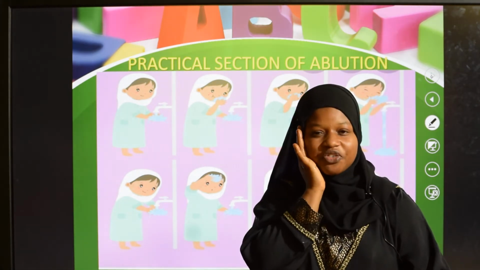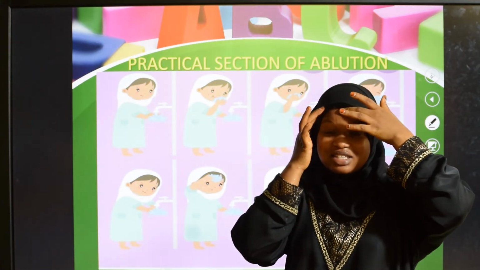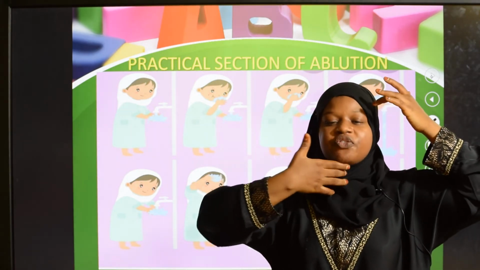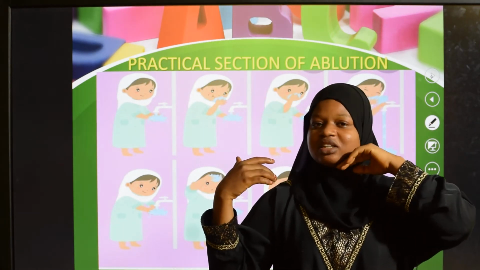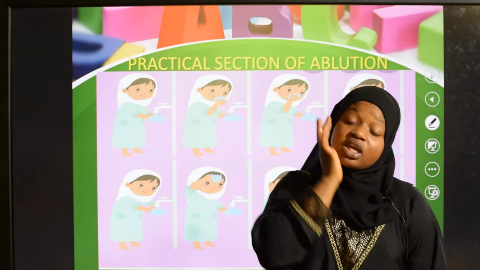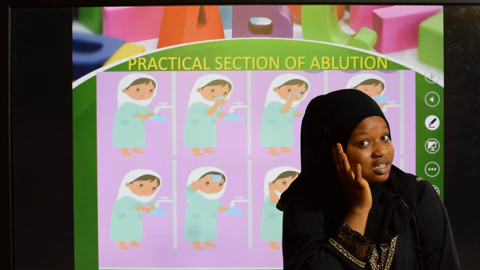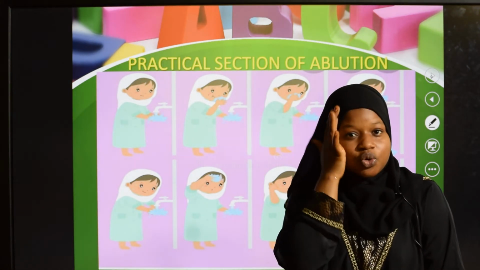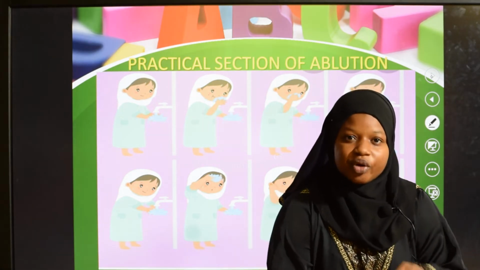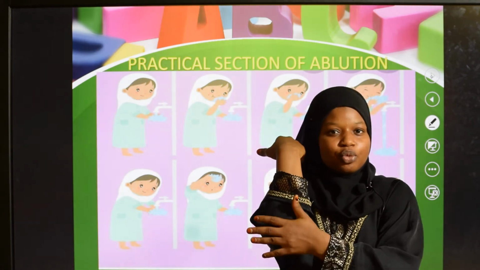Then you wash your face, and make sure that when you are washing your face, it touches where your hair begins. All those parts are part of your face, and wash under your chin. Because washing the face is obligatory, you have to be careful when washing the face. Closer to your ears, you must wash that place too. So you wash your face how many times? 3 times.